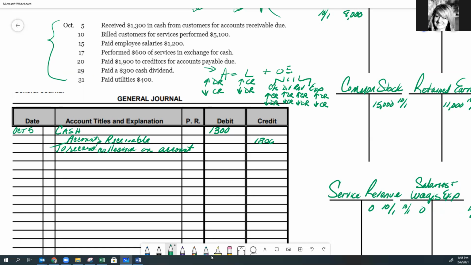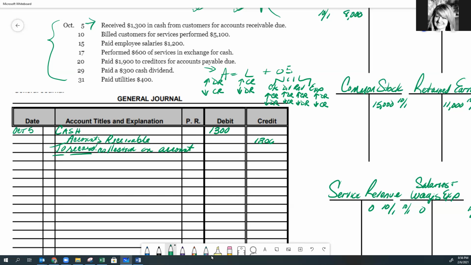So we just need a journal entry description, and I'm going to say to record collection on account. Okay, that means we've collected cash on our accounts receivable. You could also write a description that says something like received collections from customers on account. I like to start mine with to record, but as long as your description adequately describes the transaction, that's all that really matters.